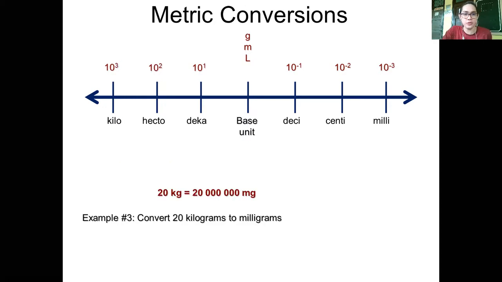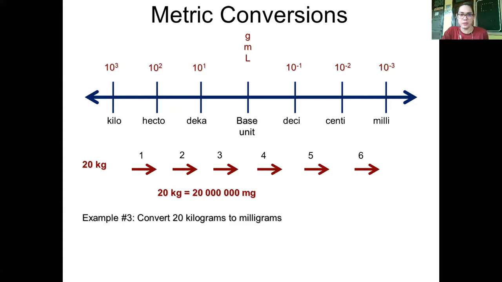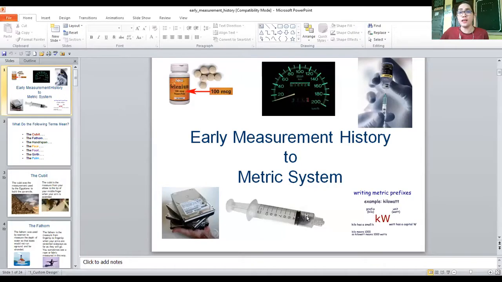Next, let's try to convert 20 kilograms to milligrams. As you can see there, from 20 kilograms to milligrams, how many steps do you have? Very good. 6 steps going to milligrams. So that is equivalent to 20 million milligrams. You will just add 6 zeros. Okay? So I hope you'll be able to grasp its concept, and that ends our discussion about some early measurement history to the metric system. It's easy to convert metric to metric, right? Do not forget the values that I shared a while ago, equivalent values or tables used in converting metric to English units of measurement.